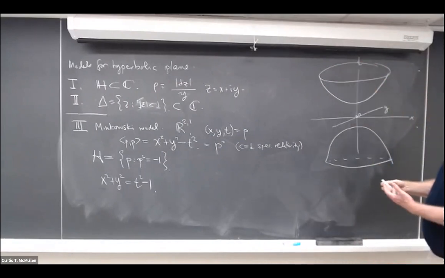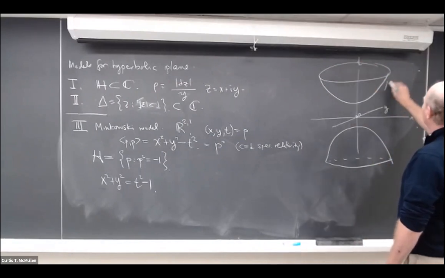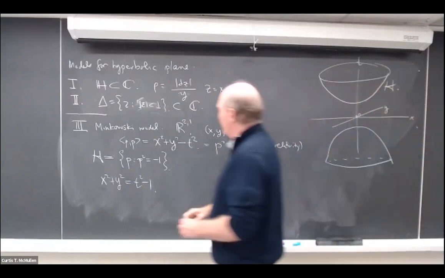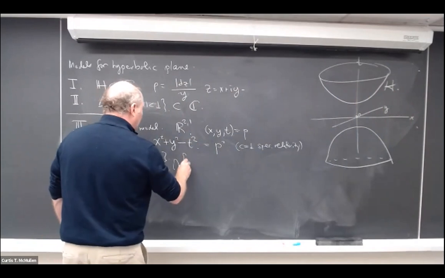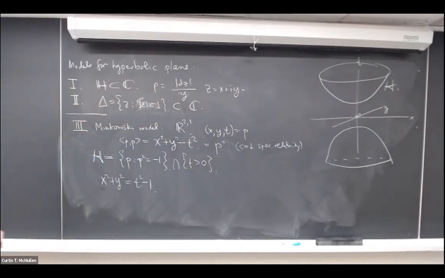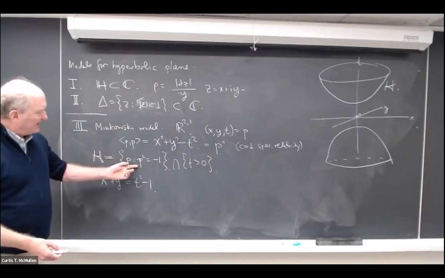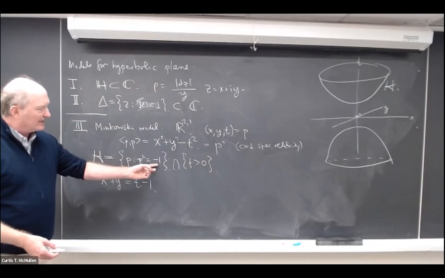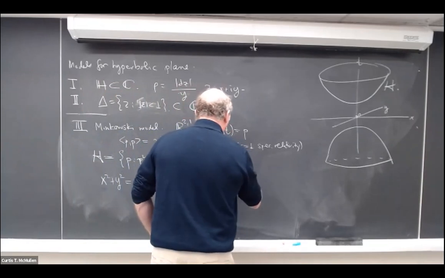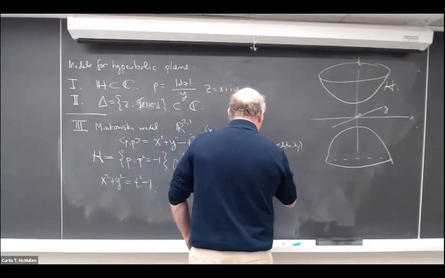And since this space is disconnected, to have a good model for hyperbolic space, I'm going to just take one component of it. So I intersect this with the locus where t is greater than 0. And morally, this is a sphere because the length of the vectors is constant, and this is its radius squared. So this is sometimes called the sphere of imaginary radius.